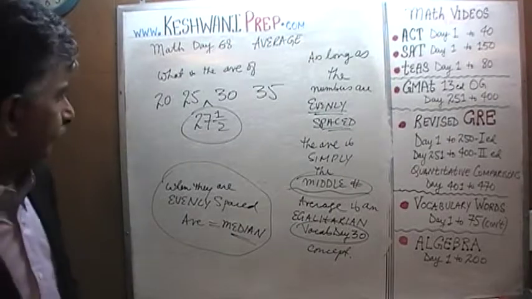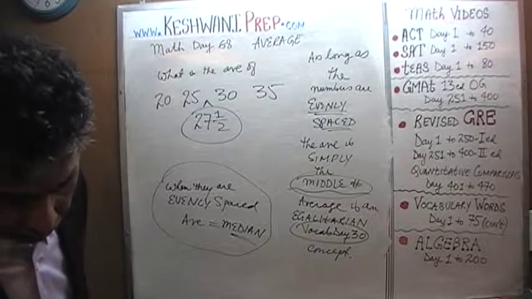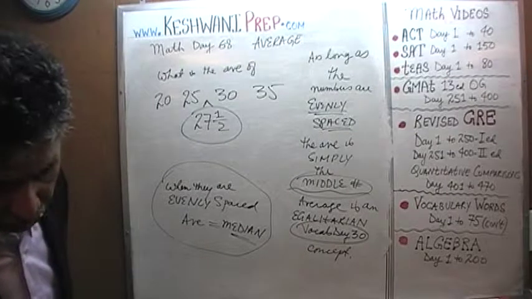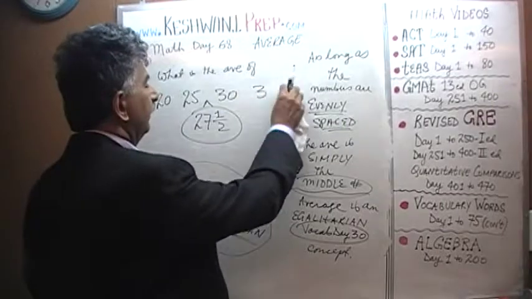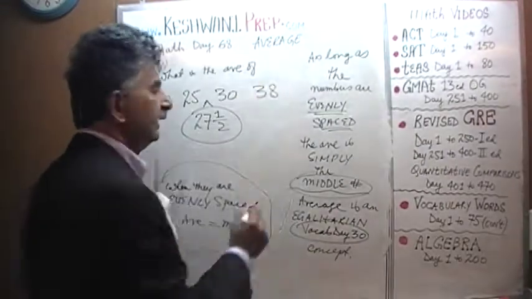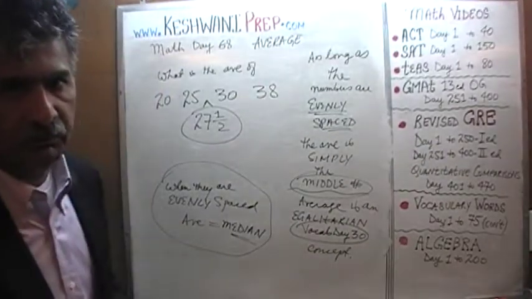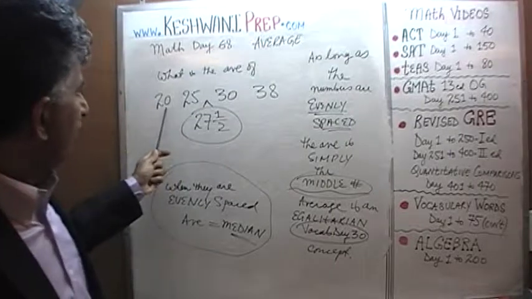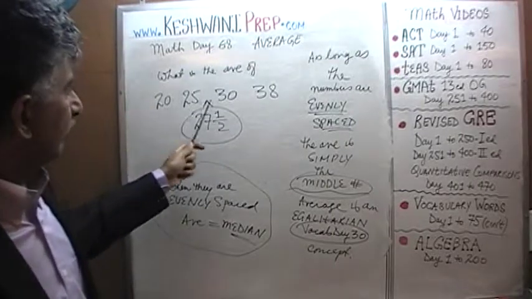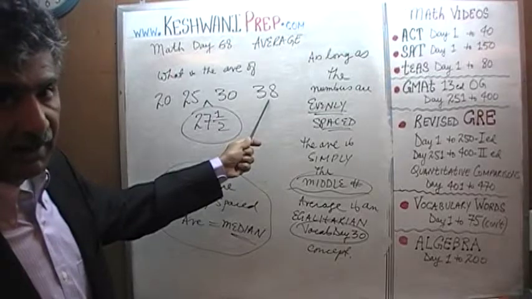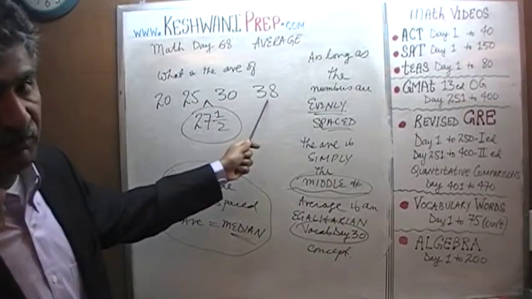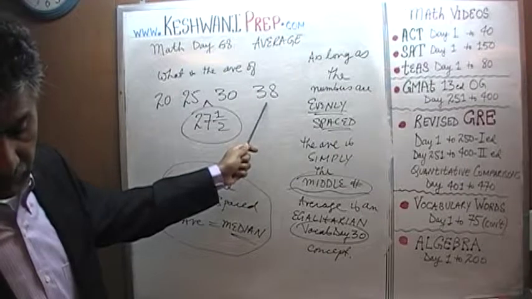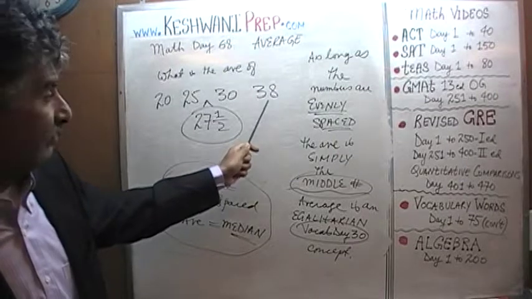Let's do one more, shall we? A new question. How about the average of 20, 25, 30, and 38? You do it yourself. Now we just saw that had it been 20, 25, 30, and 35, the average was 27.5. We don't have 35, we have 38. 38 is 3 more than 35.